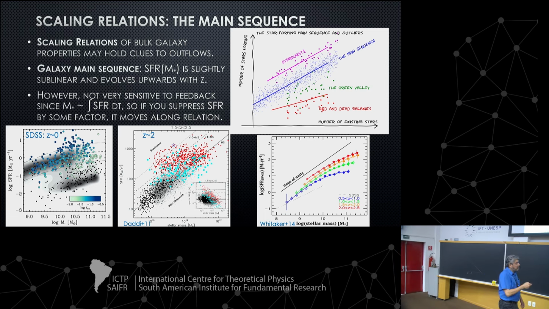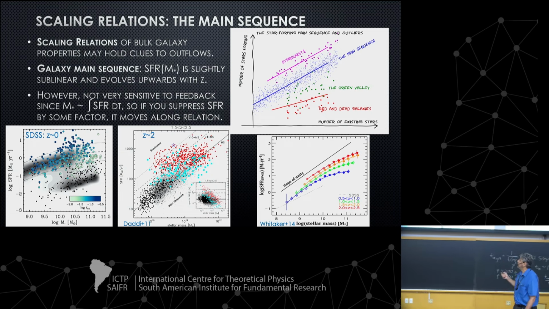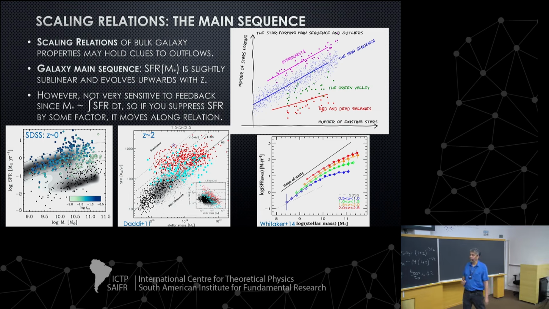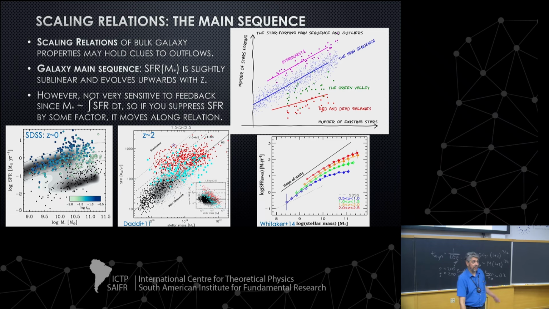So the main sequence, to first order, you can have some subtle effects, but to first order, the main sequence is a generic prediction of galaxy formation models. And it's kind of insensitive to feedback. Very few things in galaxy formation are insensitive to feedback. This is one of them.